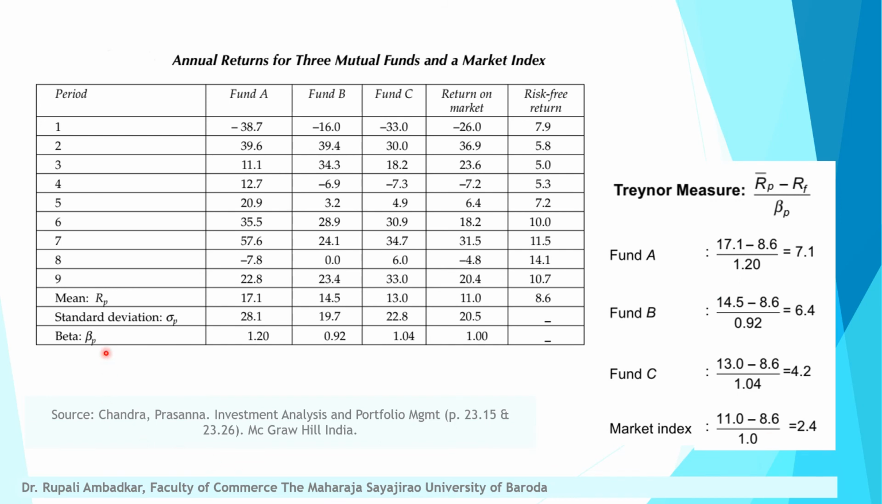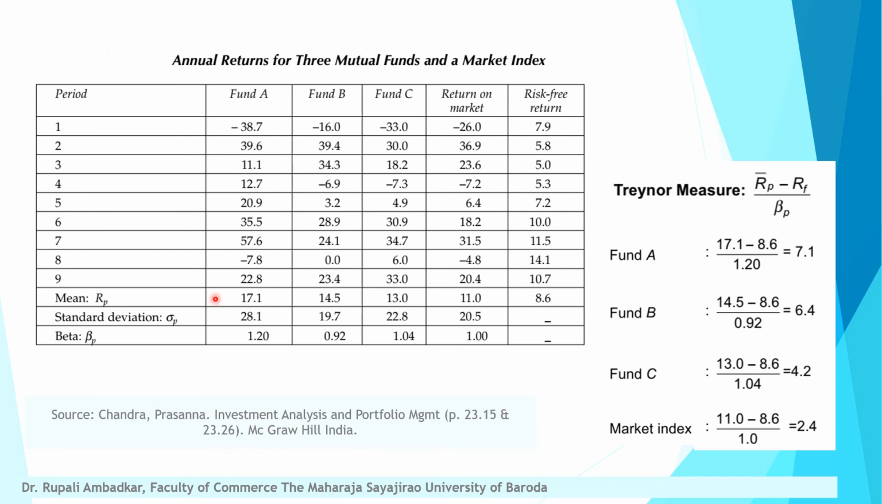So here we have been given 3 funds: Fund A, Fund B, Fund C, representing 3 portfolios. We also have been given the return on market, and we also have been given the risk-free rate of return. The number of periods is 9.